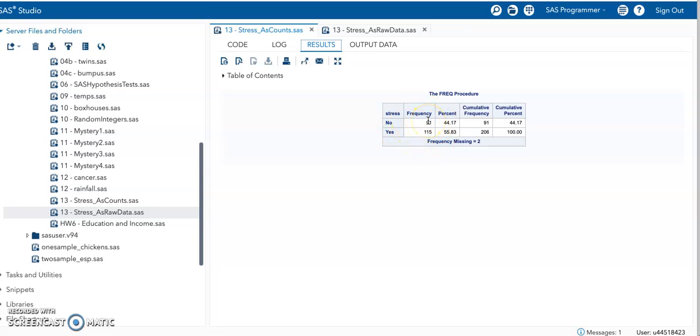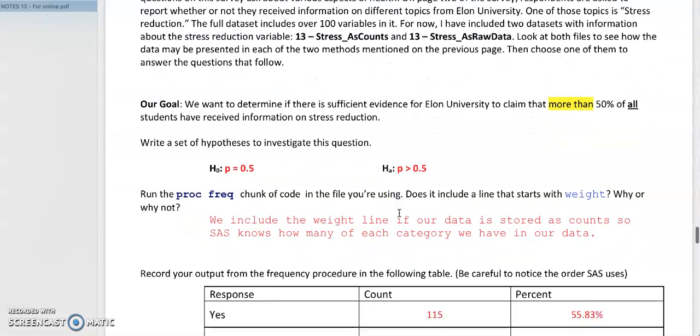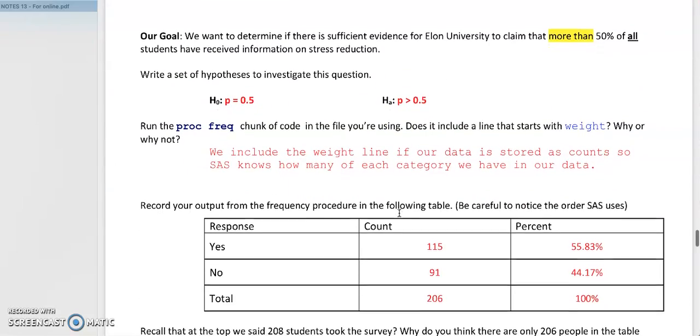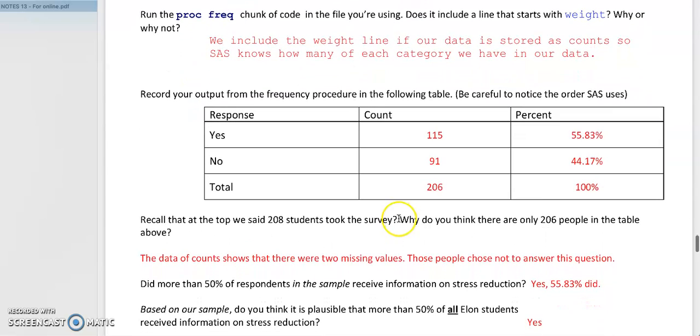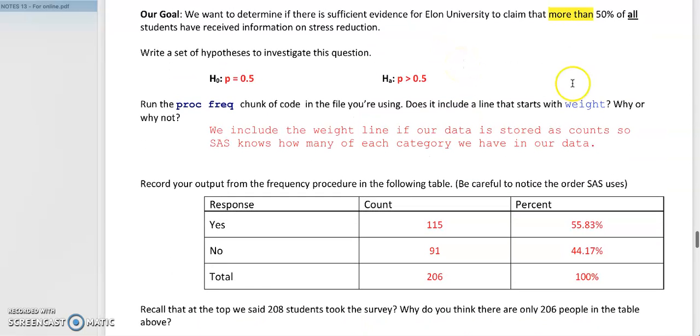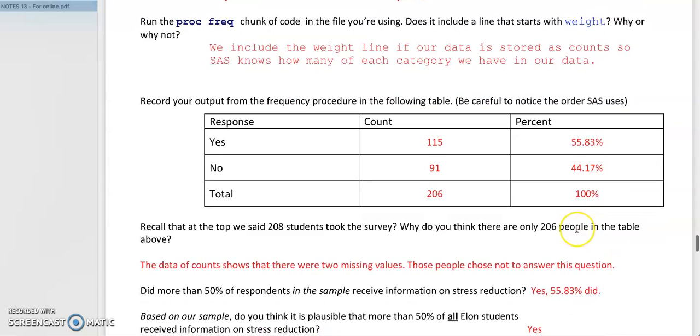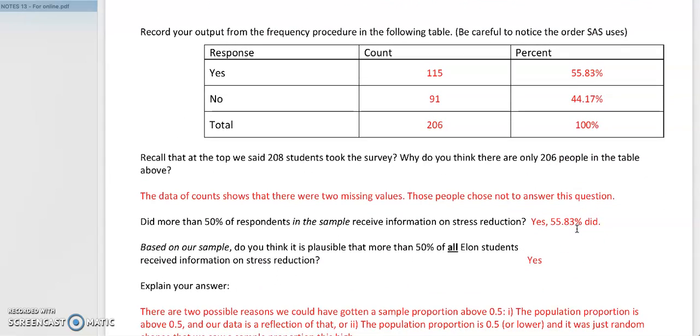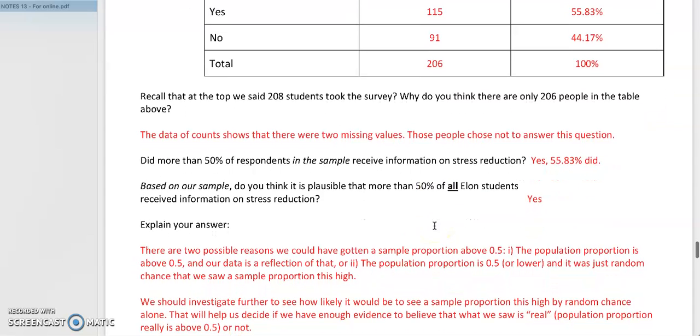But I had 91 people say no, 115 people say yes, and then this says frequency missing. So this is actually because 2 people chose not to answer that question in the survey, and so we didn't have information from them. So I could fill in my table here, all right, and this is what I would get. And the first thing I might look at is say, well, Elon wants to say more than 50% of all students received information about stress reduction. At the very least, it looks like more than 50% of our sample said they received information. So it seems plausible that more than half of all students have received this information.